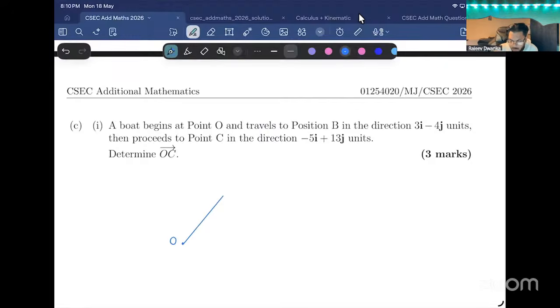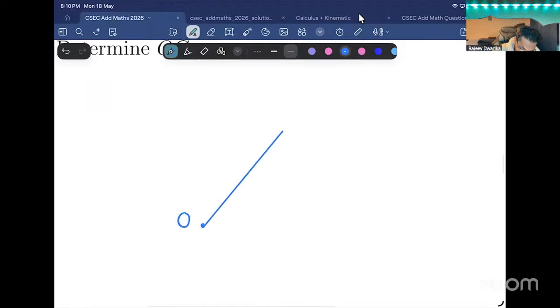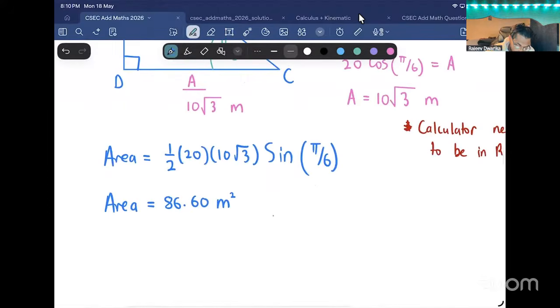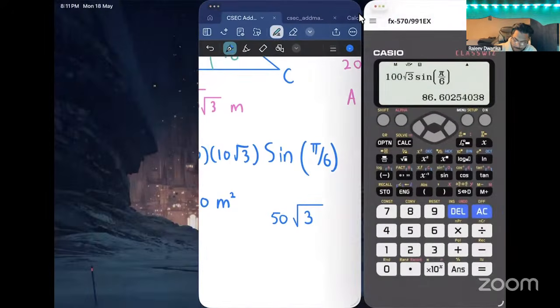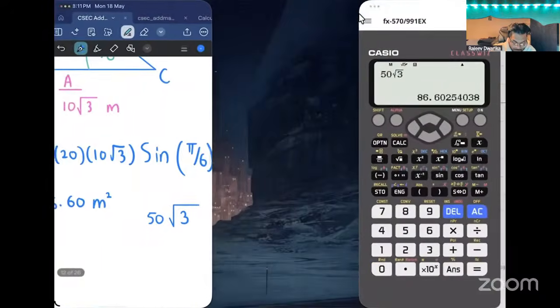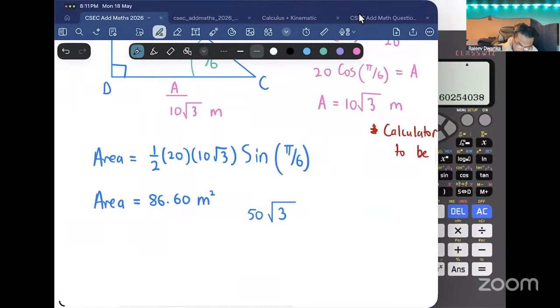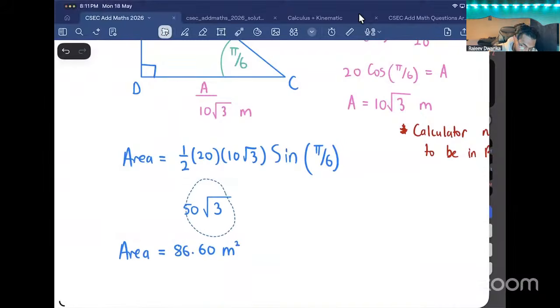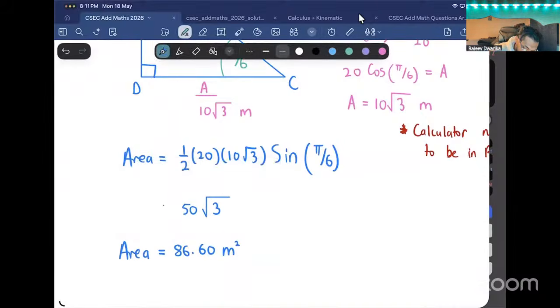You can leave it as 50 square root 3. That's fine. Some people would have written the exact answer, which is 50 square root 3. If you had 50 root 3, kudos to you. That's correct as well. All these things are correct.